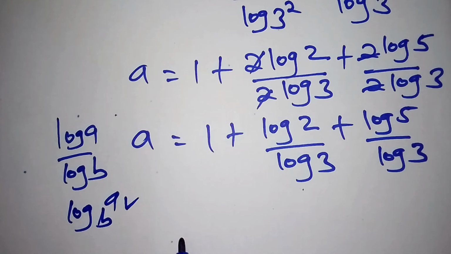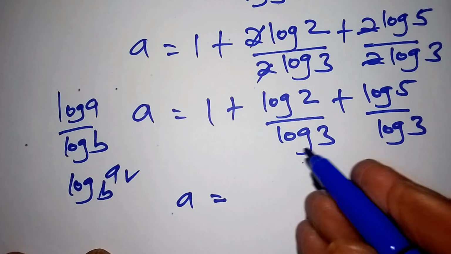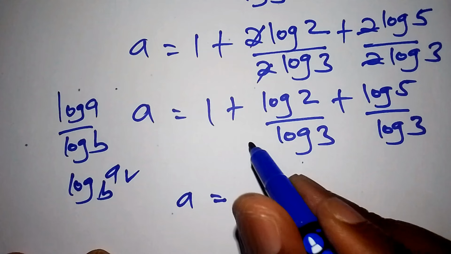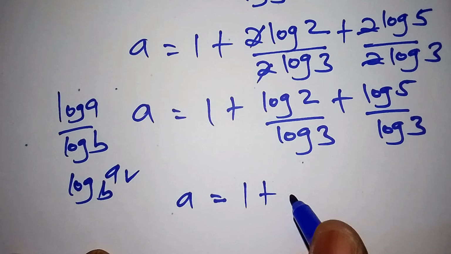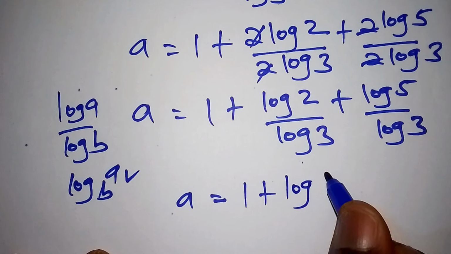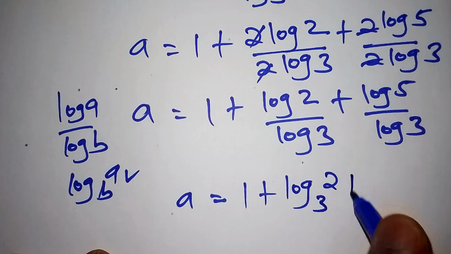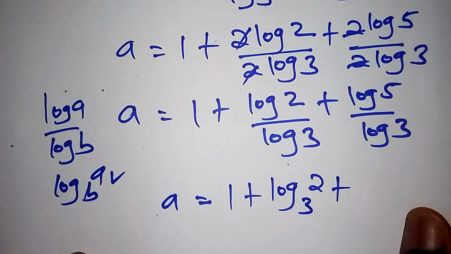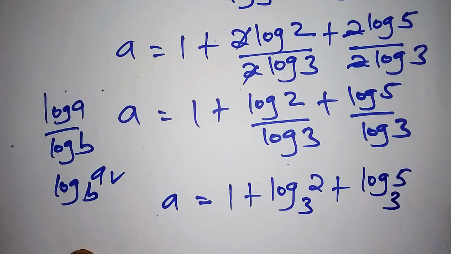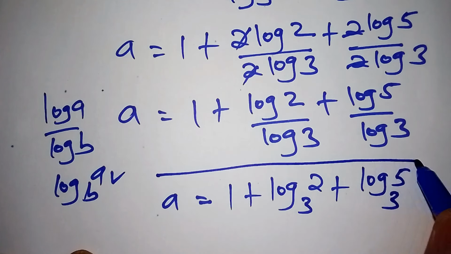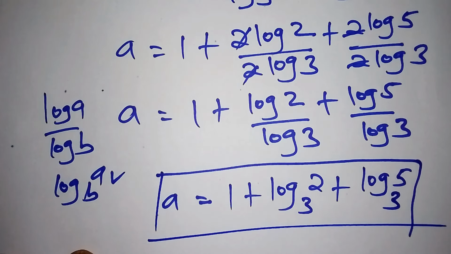Similarly, the final answer to this maths problem, we shall now have our value for a to be equal to 1 plus the log of 2 to the base of 3, then plus the log of 5 to the base of 3. So this one now qualifies to be our correct answer.